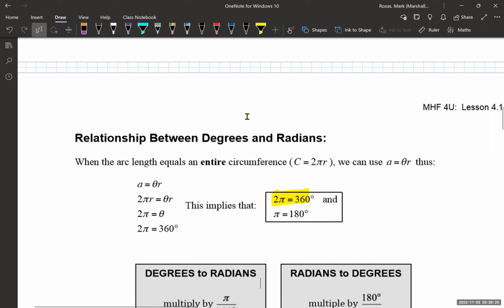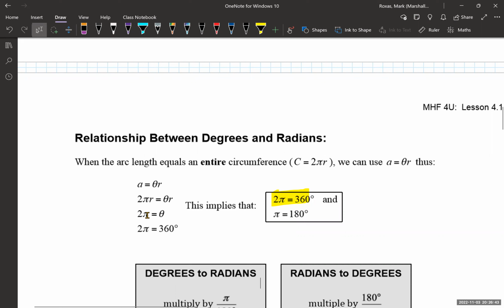Just think about that one more time. The circumference of a circle is 2 pi r, going all the way around the circle. Think of circumference as just a really big arc length going all the way around. The arc length is theta times r, so theta as a radian for the whole circumference of the circle is equal to 2 pi. That's what we define as the radian.